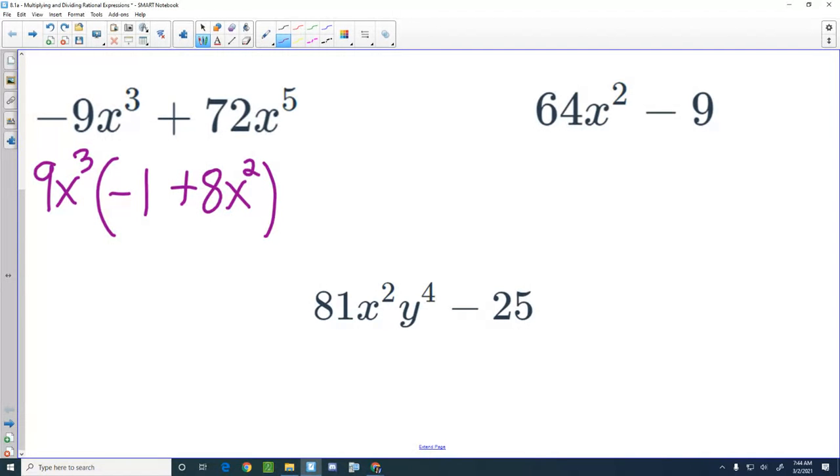All right, now looking at this expression, it's been factored. It's simplified. My numbers are smaller. I have a 1 and an 8 instead of a 72. My exponents are smaller, right? I used to have an x to the fifth. Now I just have an x to the second and an x to the third. Okay, we've made it smaller. It's more manageable. It's easier to work with. It's been factored.